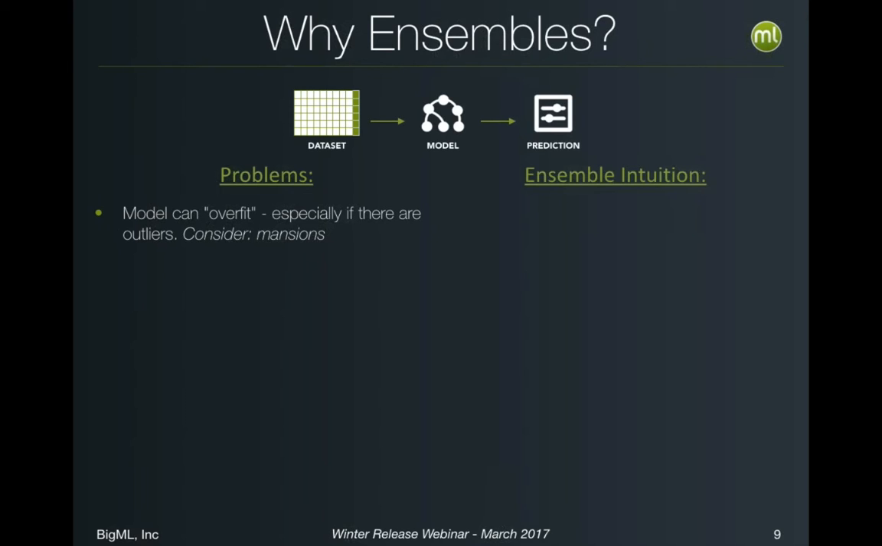And so our ensemble intuition is that, instead of building a single model, we could just build lots of models. And the way that we'll make them different is that we'll build each one with only some of the data. This essentially has the effect of averaging out the outliers.